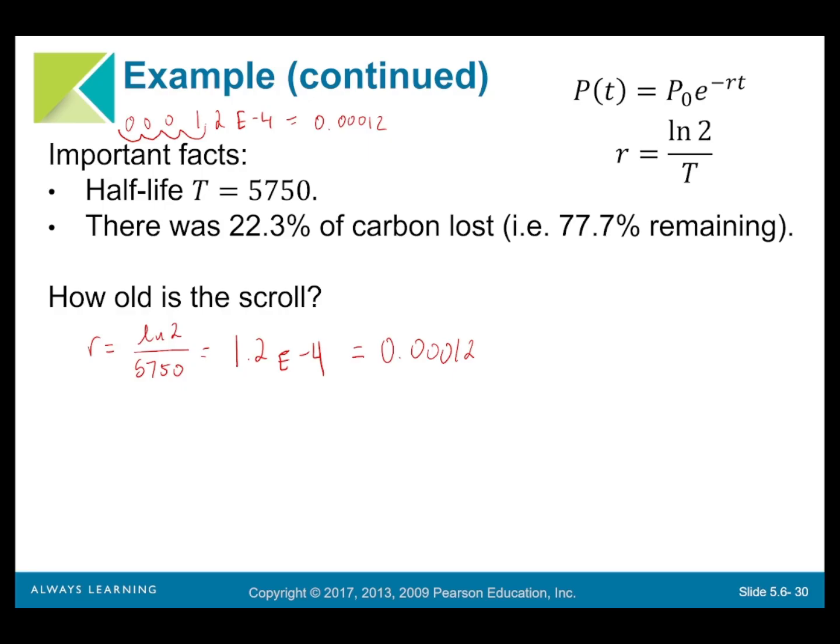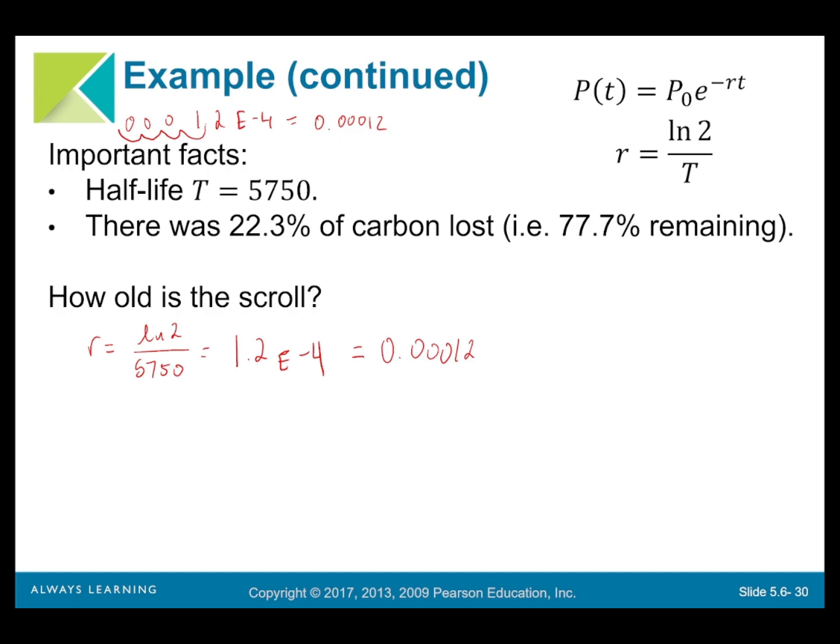See, the half-life is huge. It's 5,750 years, which means our decay rate is going to be really, really small. It takes a long time for this item to actually decay. So now let's use that in our formula and see how old the scroll is. We're going to solve for time now.